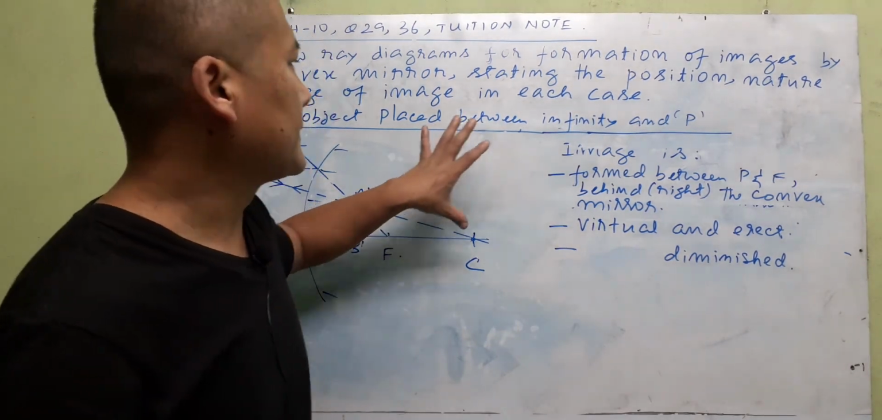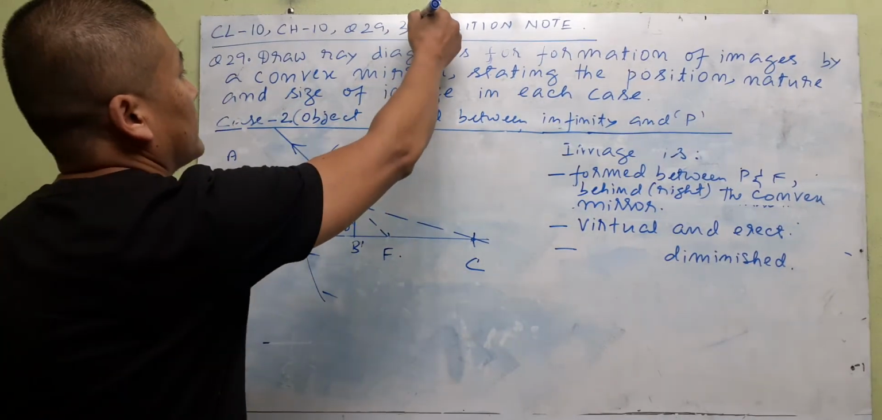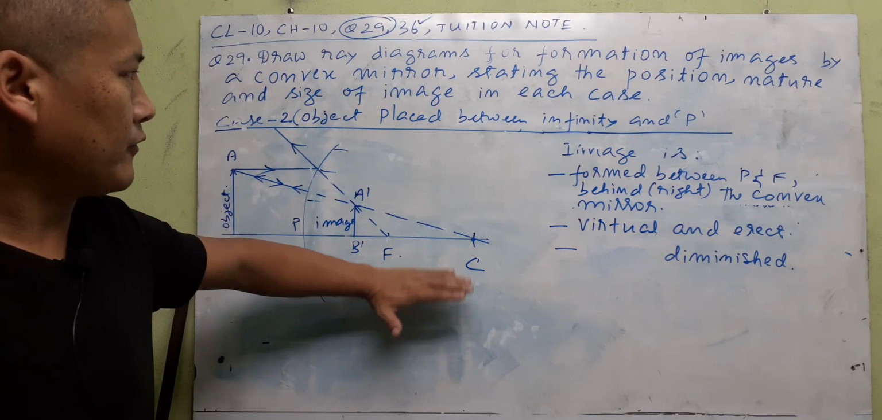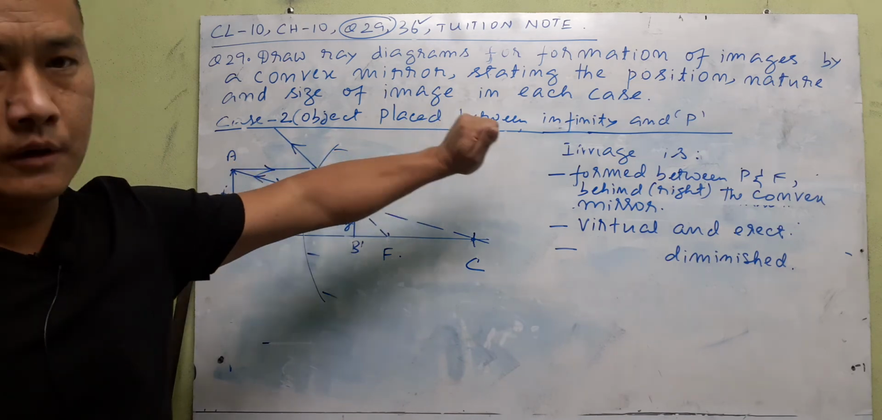So having done this, we'll go to the next video for the next question here. We have done this. So today, we have completed the formation of image by a convex mirror, okay?